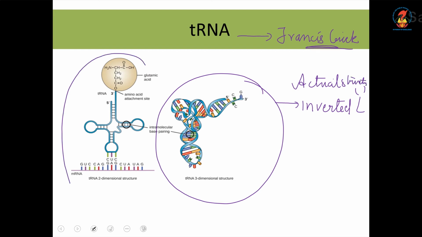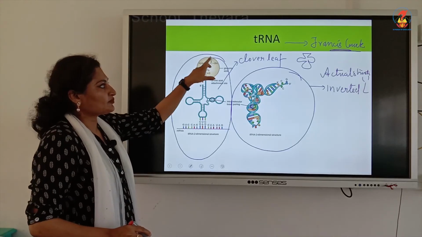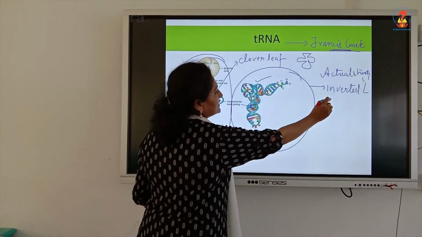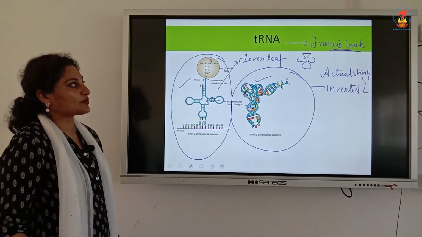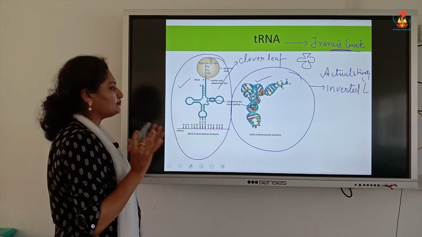And the secondary structure of the tRNA is this, the clover leaf. It looks like a clover leaf, like the ones you see when you play cards. Now I am going to describe the structure of the tRNA from the secondary structure. This is only the secondary structure, but the actual structure is the inverted L, proposed by Francis Crick. Two main important parts.